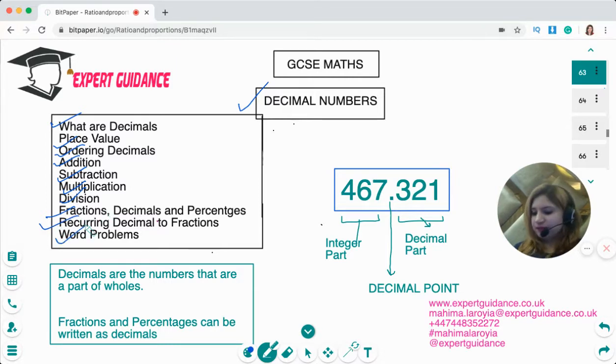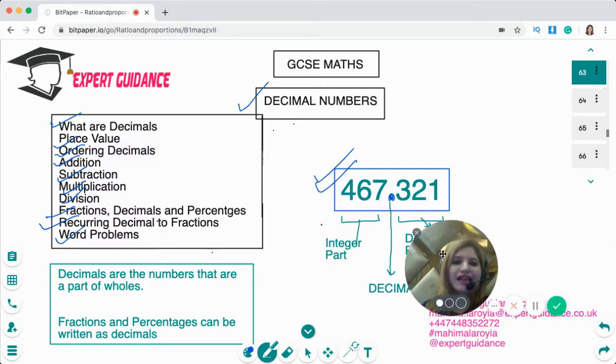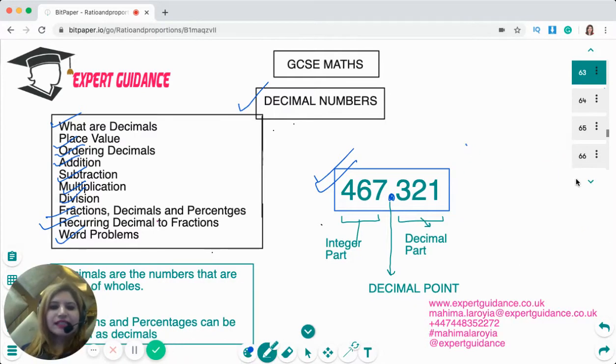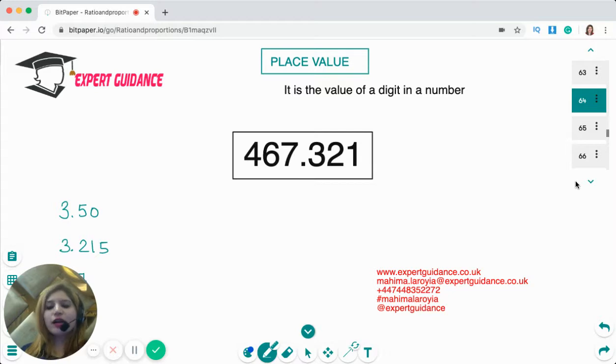So let's begin. You must have seen in your daily lives numbers which look like this. You have an integer part followed by a decimal point, and then you have the decimal part. Decimals are numbers that are parts of wholes, and fractions and percentages can be written as decimals. Now let's see how place value works in them.